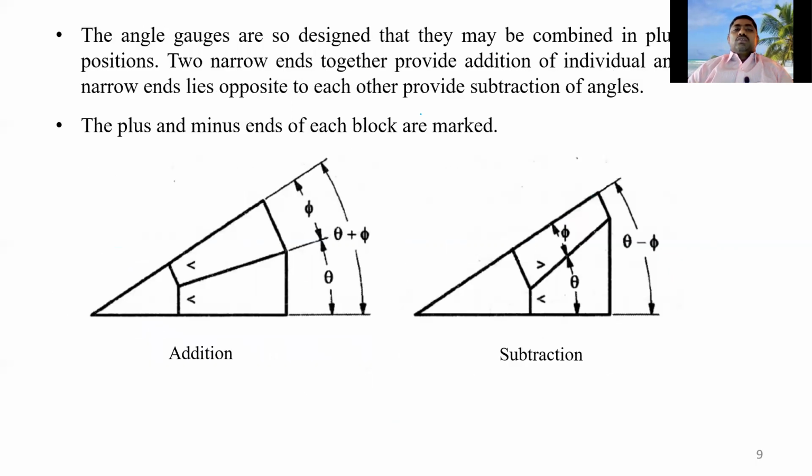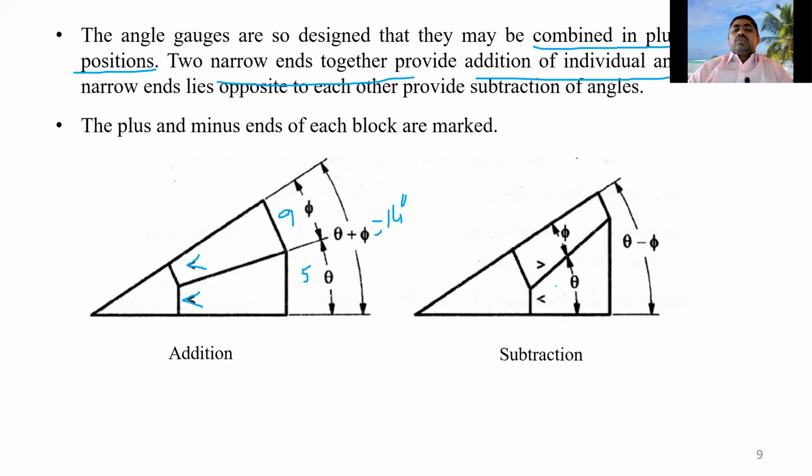The angle gauges are so designed that they may be combined in plus or minus positions, as already explained. If the gauges are used in this position, with the narrow ends together, they provide the addition of the individual angles. So this shape provides the addition of the two individual angles. This gauge has an angle theta, let us say 5 degree, and this gauge has an angle, let us say 9 degree. By adding 9 plus 5, in total you will get 14 degree.